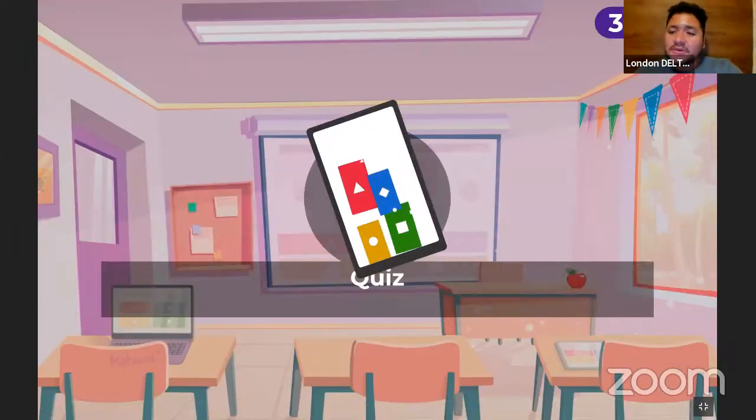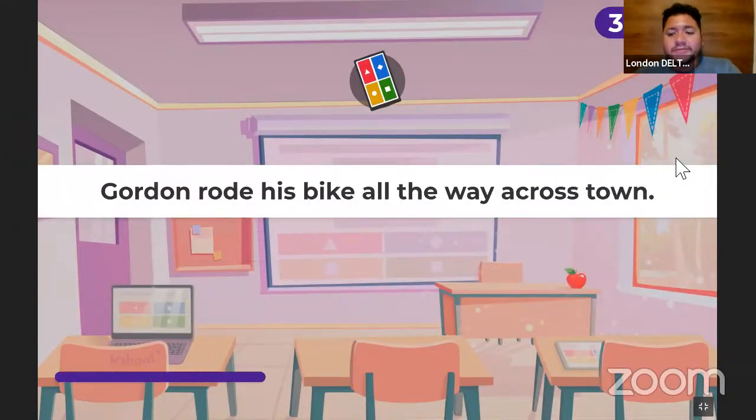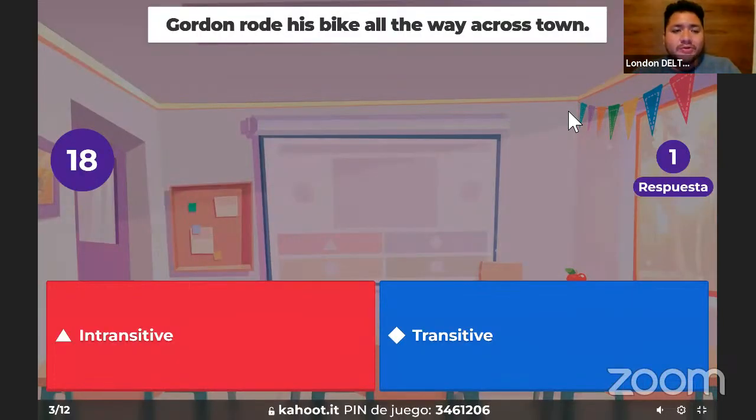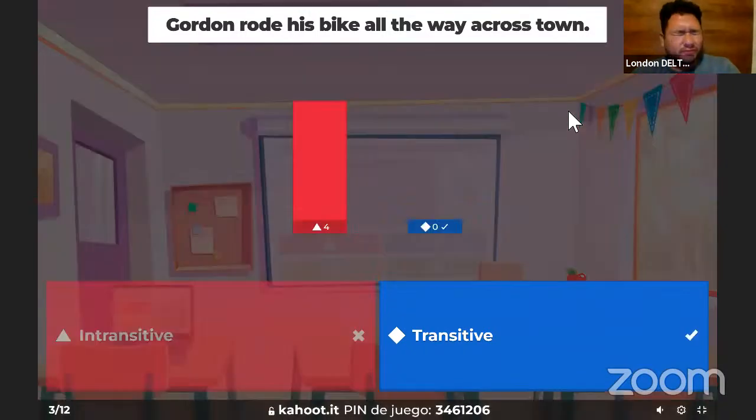Let's check the next exercise. Gordon rode his bike all the way across town. Okay. Es transitivo porque rode, tienes que decirme qué fue lo que manejaste, right? Gordon rode, tenemos el objeto, his bike, ok, entonces es un verbo transitivo.